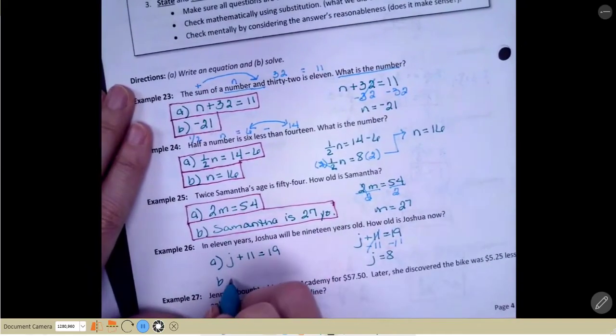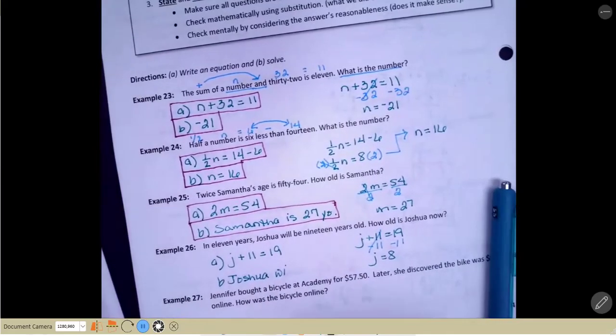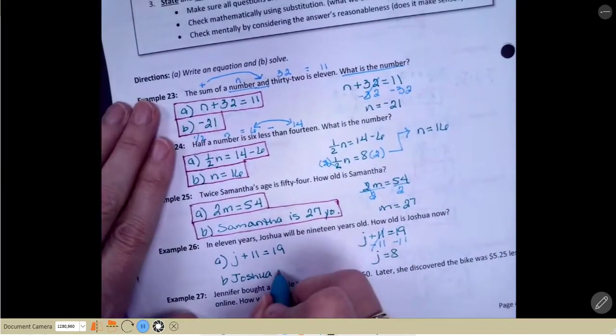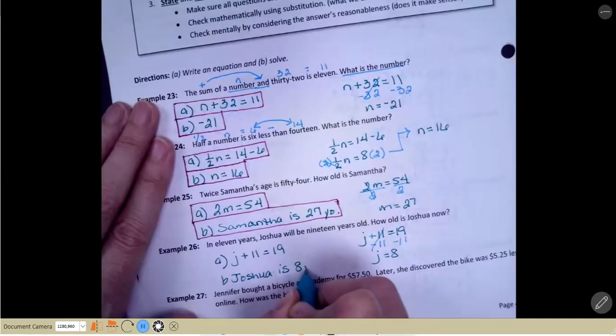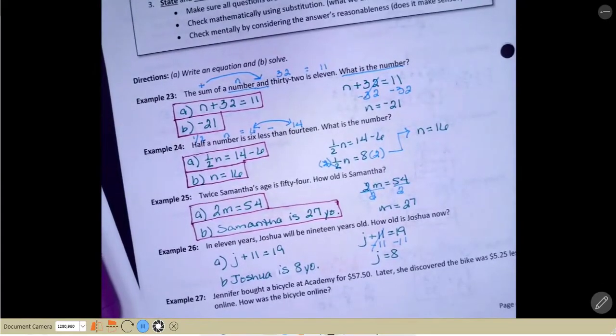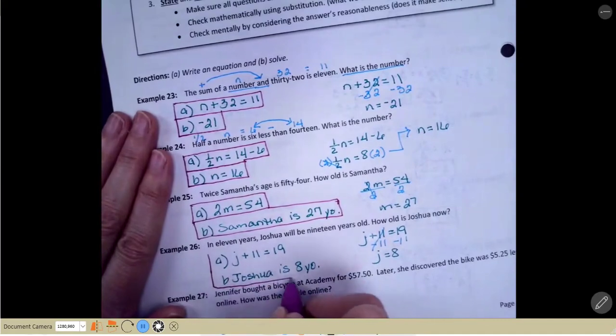And so I'm going to put Joshua will be, oh, Joshua is 8 years old. All right. Good. Now read example 27. See if you could come up with the equation. This is our last one. Then check with a partner, see if you got the correct equation, and then solve it.